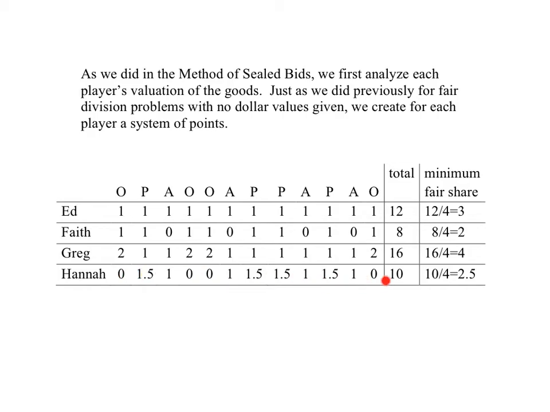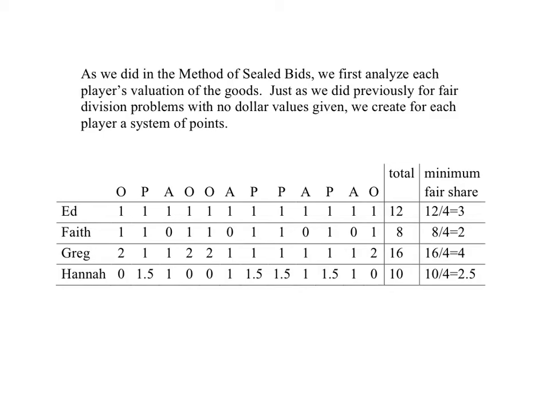You could set up Hannah's point system so that a pear is worth 3 Hannah points, and an apple is worth 2 Hannah points, an orange would still be worth 0 Hannah points, and you would still have the same relative proportions between the different items, which is all that really matters.